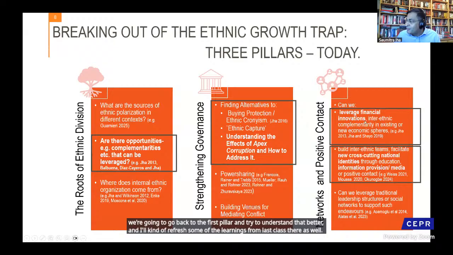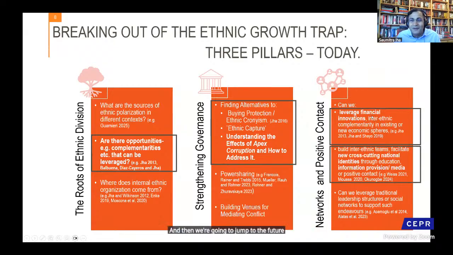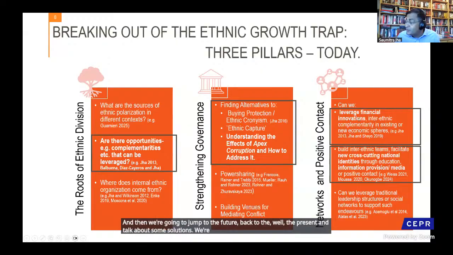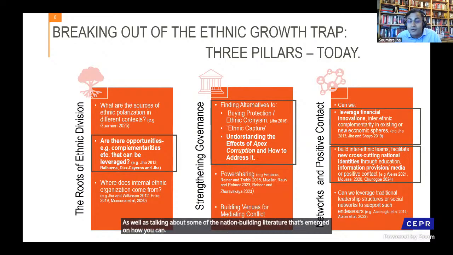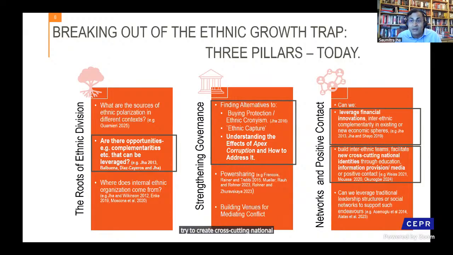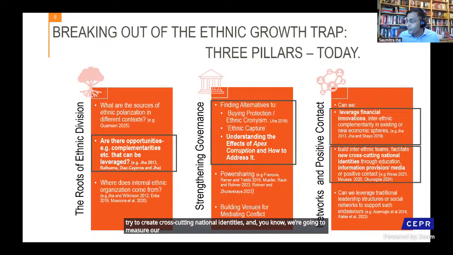And then we're going to jump to the future. We're back to the present and talk about some solutions. We're going to talk about leveraging financial innovations and a line of research that I've been doing that can help us think about that. Again, refreshing some of the learnings from last class, as well as talking about some of the nation building literature that's emerged on how you can try to create cross-cutting national identities. And we're going to measure our effects on that as well, right?